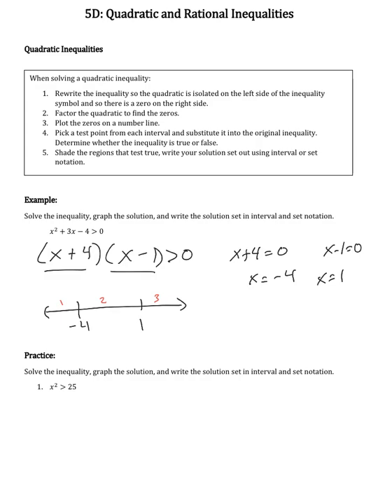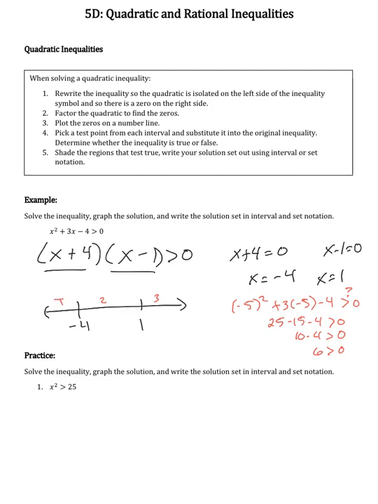Okay, so what I mean by testing these regions is I'm going to take a number that is less than -4. So let's say we have -5 and plug that in. So we get -5 squared plus 3 times -5 minus 4 is greater than 0. And again, this is a question I'm asking myself. -5 squared is going to be 25. 3 times -5 is going to be -15, minus 4. 25 minus 15 is 10. 10 minus 4 is 6, and 6 is in fact greater than 0.